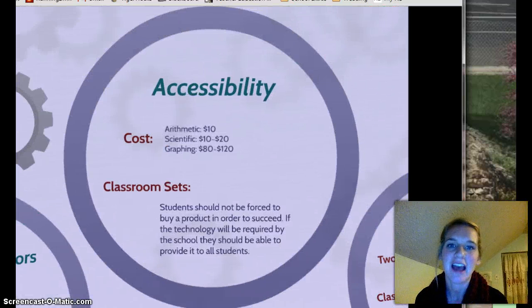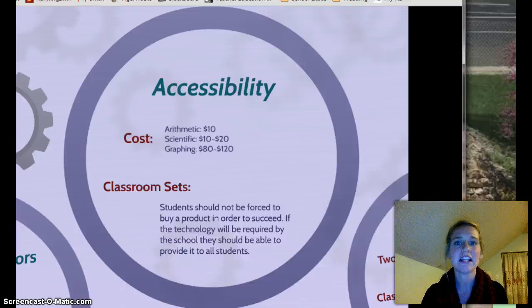But if you're going to have calculators or you're going to require any form of technology, especially with the smartboard or anything, you have to make sure your students can access it. Because what good does it do if a child is behind in just the equipment that's needed? This is important to make sure that there's always a classroom set of whatever you require, especially calculators, because they can get pretty pricey. The arithmetic ones are pretty cheap.